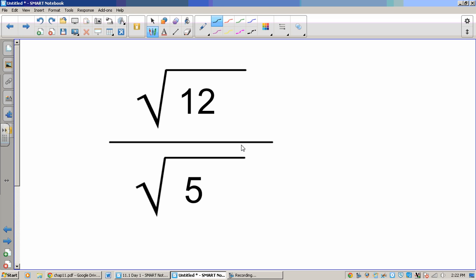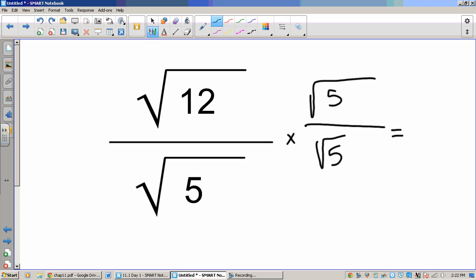All right, let's go ahead and try this. Here we've got radical 12 over radical 5. So we're going to multiply both the numerator and denominator by radical 5. We're really multiplying by 1, because radical 5 over radical 5 is 1, but that's going to help us simplify our denominator. So radical 12 times radical 5 is radical 60, over radical 5 times radical 5, which is 5.